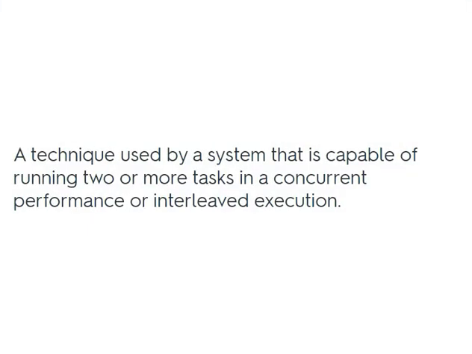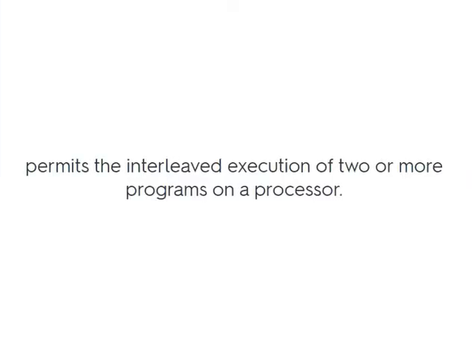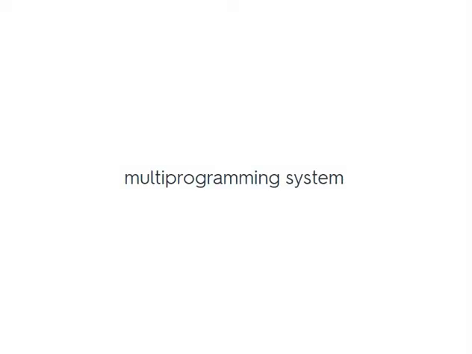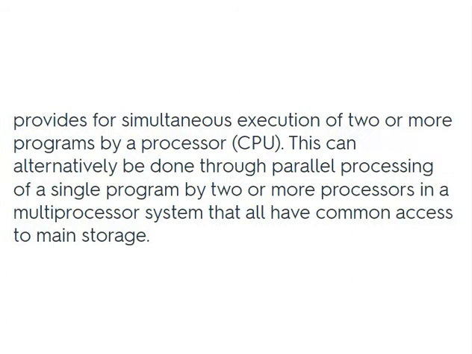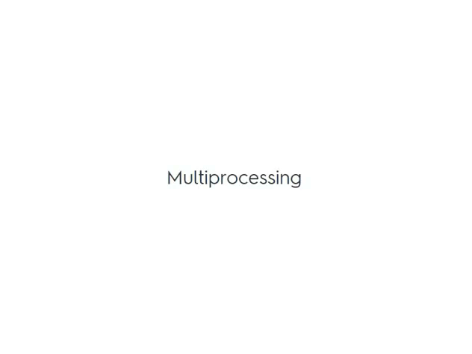Open system. A technique used by a system that is capable of running two or more tasks in a concurrent performance or interleaved execution. Multitasking. Permits the interleaved execution of two or more programs on a processor. Multi-programming system. Provides for simultaneous execution of two or more programs by a processor. This can alternatively be done through parallel processing of a single program by two or more processors in a multiprocessor system that all have common access to main storage. Multiprocessing.